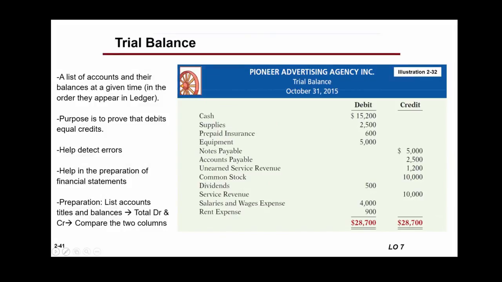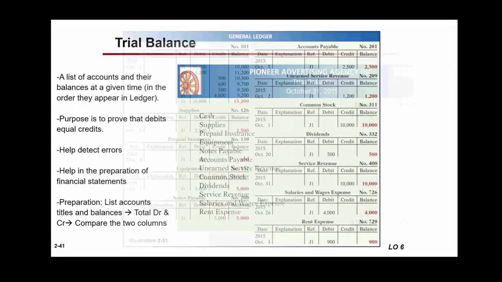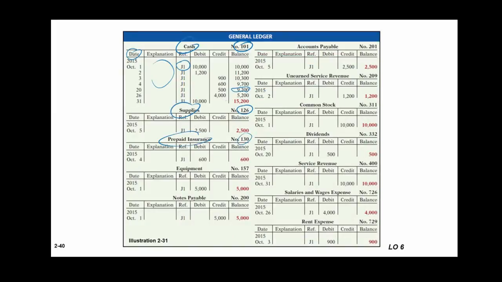So after that, companies would prepare a trial balance. Now, trial balance, this is where they simply list all the accounts that we had, the balances of all the accounts as they appear in the ledger. So as you can see here, we have cash, supplies, prepaid insurance. We have the same thing. You have cash, supplies, prepaid insurance. And then you use the balance here for each one of them.